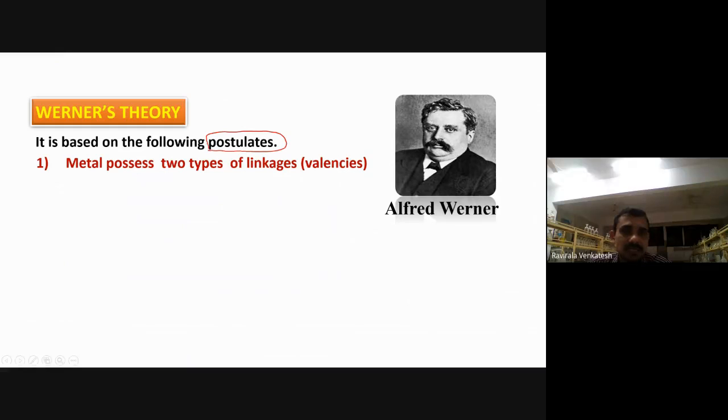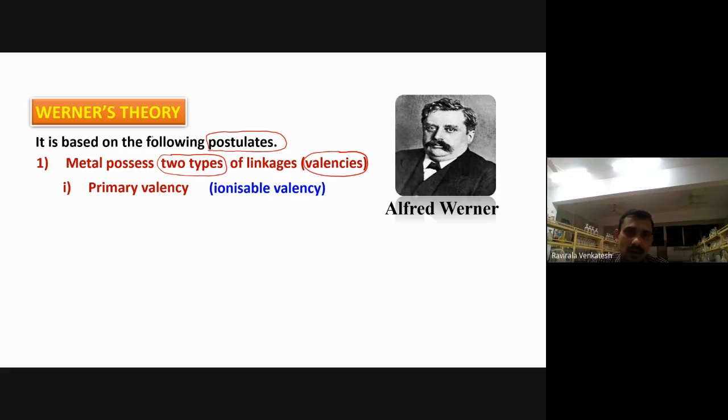Let me see. A metal possesses two types of linkages. The first postulate is that it possesses two types of linkages. The linkage here means valencies. There are two types of valencies. One is called primary valency, and the second one is called secondary valency.